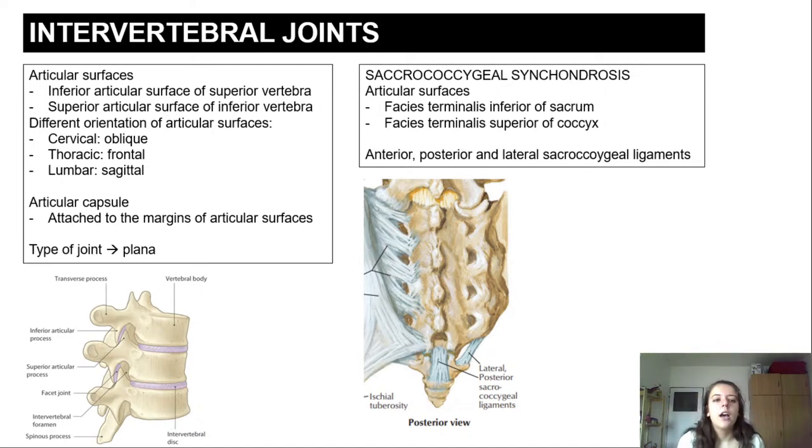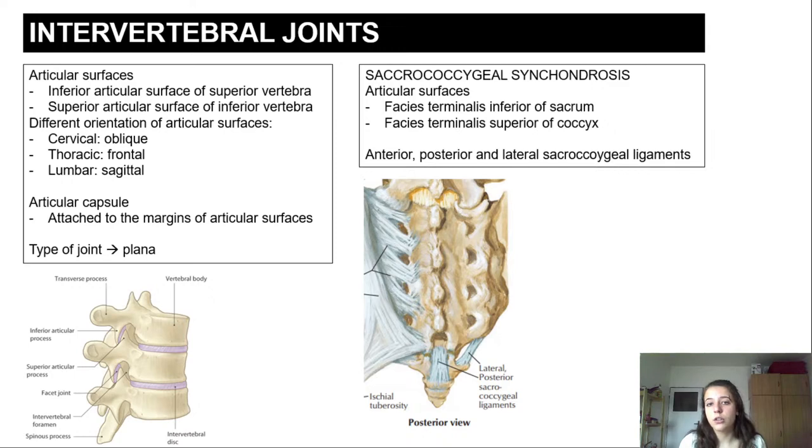the intervertebral joints. They have the capsule that is attached to the margins of the articular surface. The type of joint is plana, a plane joint, two surfaces joining without any tuberosities or anything. Then the sacrococcygeal synchondrosis. So if you don't know how to differentiate between synchondrosis, synarthrosis, and diarthrosis and all those terms, check the first MIMSA lectures, because all the terms are explained there, and you need to understand these terms. Because even if you get intervertebral joints, they might ask you why you think it is this type of joint and everything. So the general explanation about the joints is important.